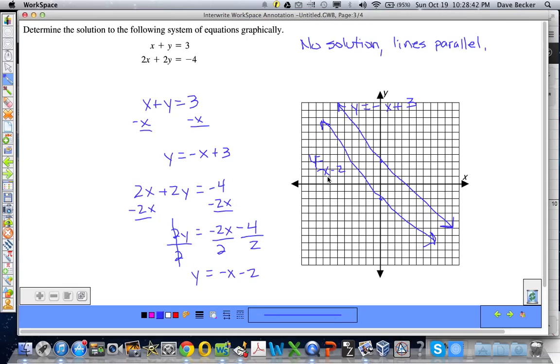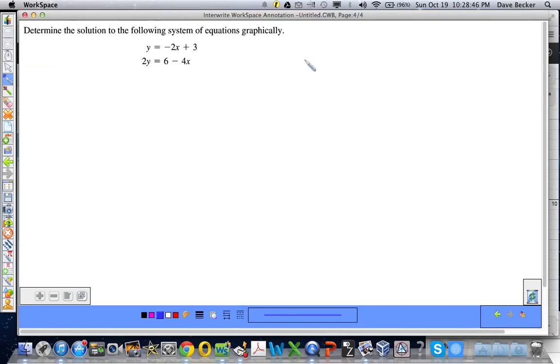Okay. Last example is to determine the solution for this system. So that's already solved for y. So this one I'm going to divide by 2, divided by 2, divided by 2. y equals 6 over 2 is 3. Negative 4 divided by 2 is negative 2x. So I have my two equations, and hopefully you're noticing something here.